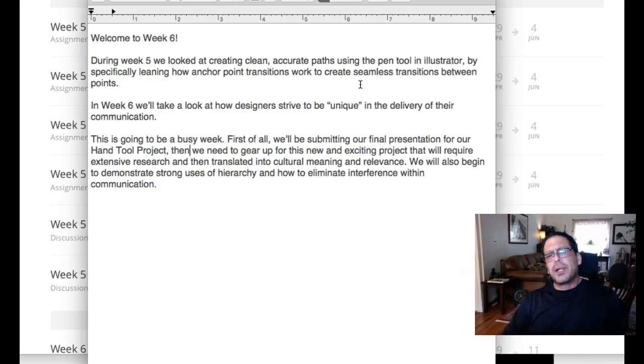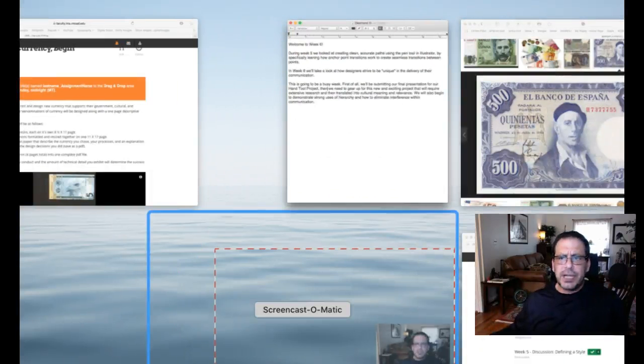So we really want to take a look at this upcoming week, and we have a busy week. You're going to be finishing and submitting your final presentations for the hand tool, and we're also going to be gearing up for the new project, which is you're actually going to be designing money. It's a cool project. Probably not going to be quite as fun as the hand tool, but it's going to be a little bit more demanding in terms of research. So let's take a look at that project, shall we?